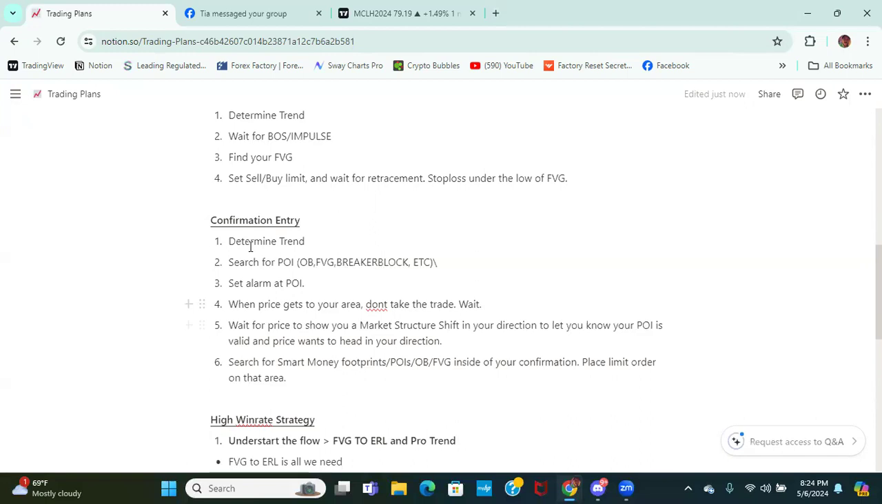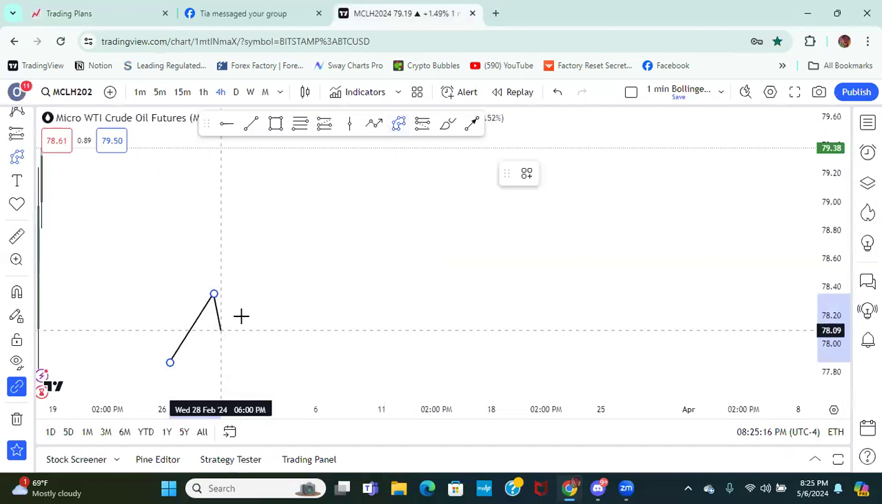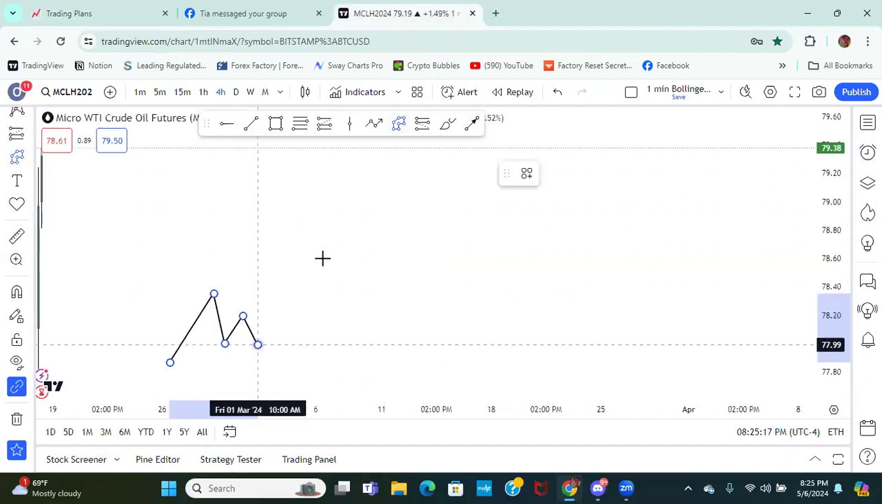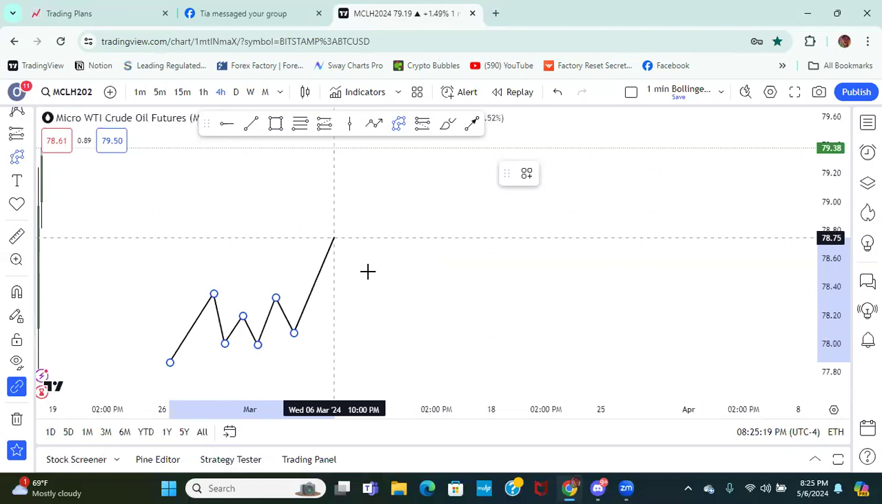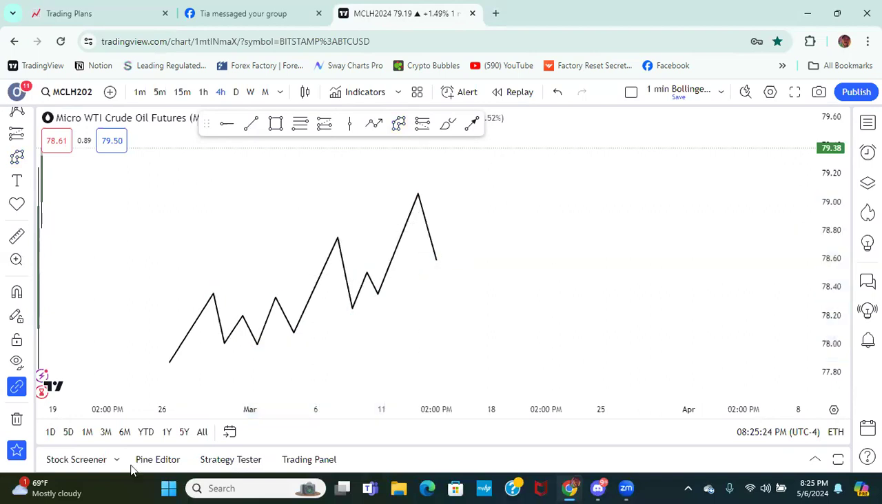Confirmation entry. First, you determine the trend, right? And it's bullish. Boom, boom. Let's say it does some stuff like this. Boom, but it's still bullish, still making higher highs, higher lows, right? Boom. We'll just leave it like this, okay?